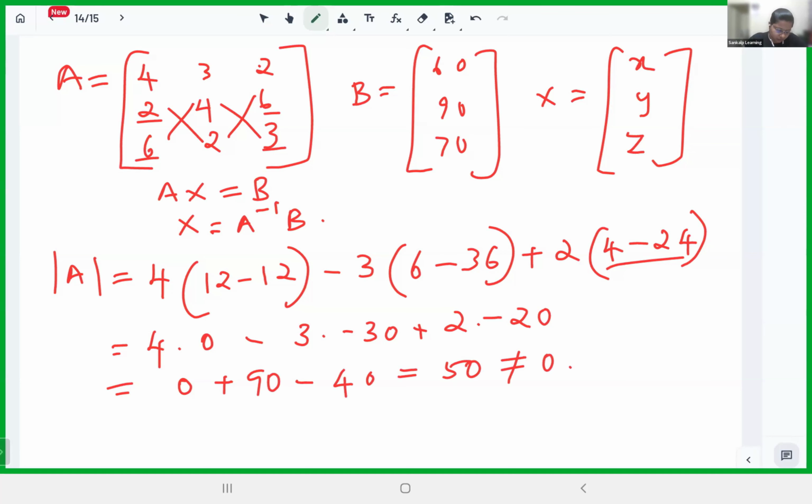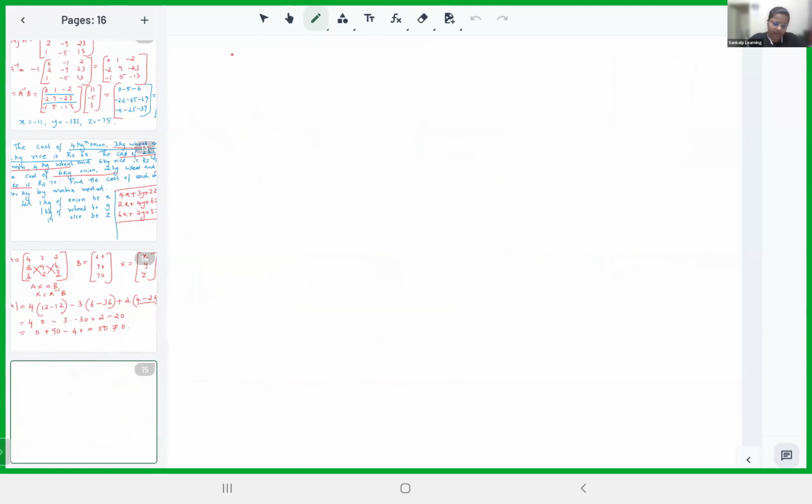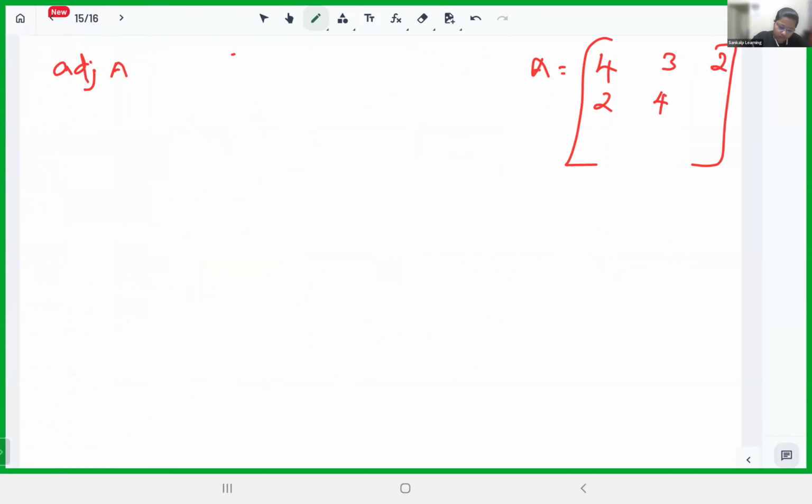Right. Now, we have to find out the adjoint of A. So this was the matrix A, and A11 was 12 minus 12, right? 0. A12 also we have found out, it is 6 minus 36.